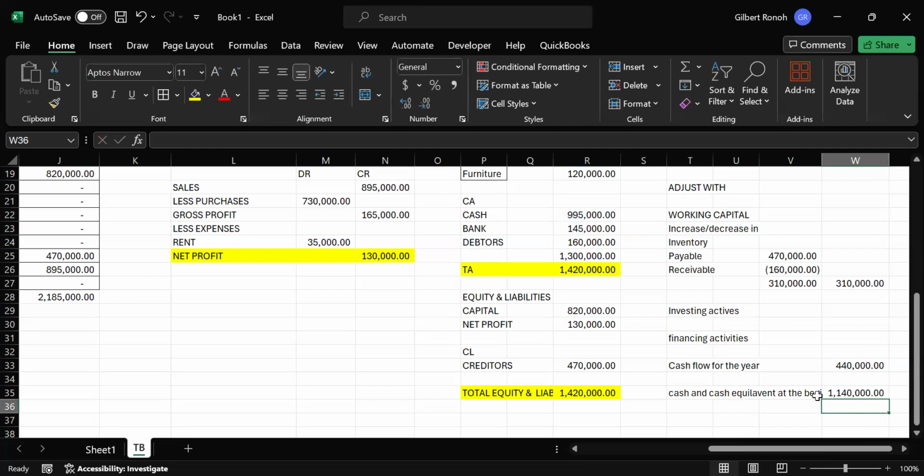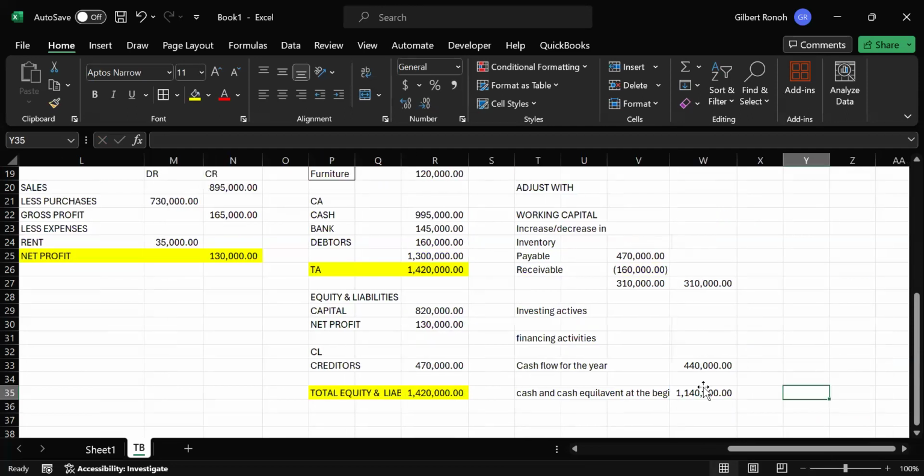441. So what is the difference here? Is this account correct? You can see the format is correct, but are our figures correct? Yeah, they are correct.